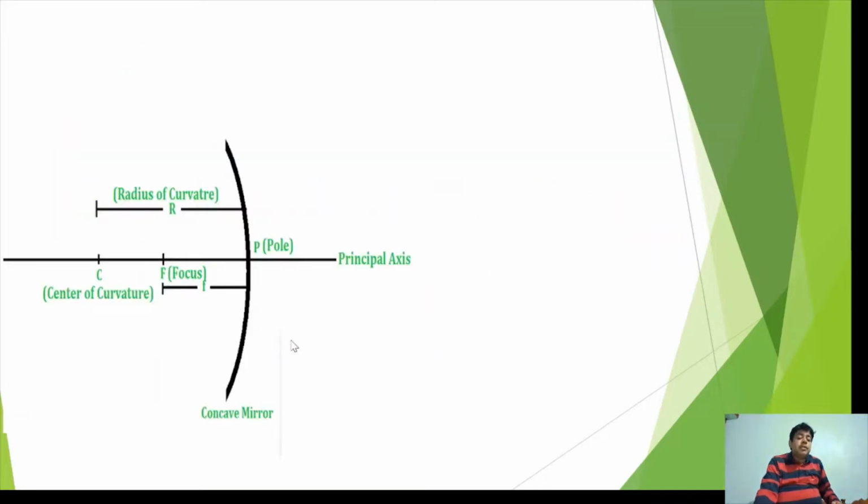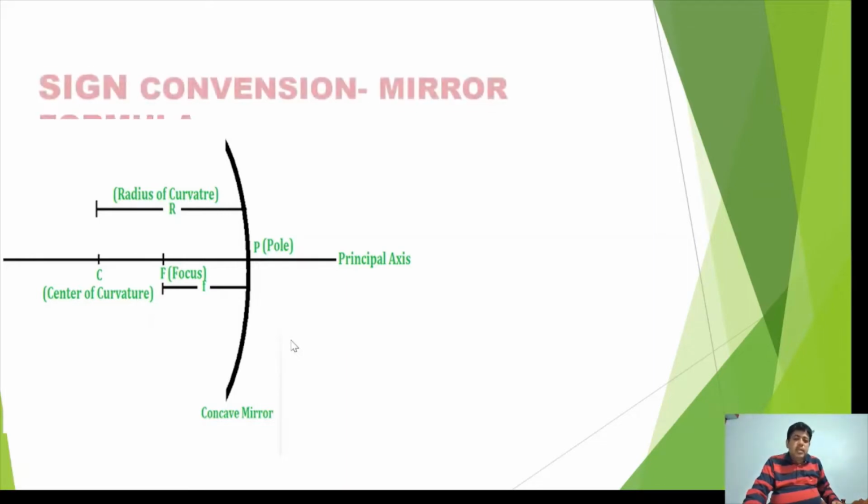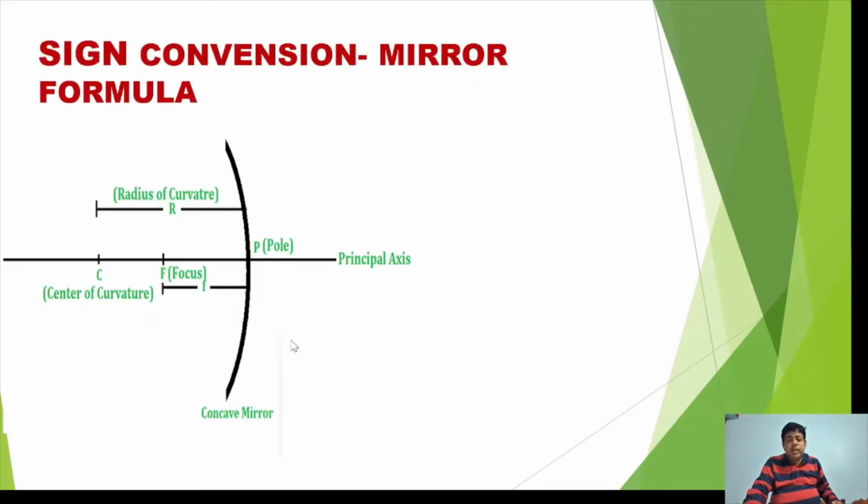Before discussing the mirror formula, it is most important that I tell you about the sign convention: the sign convention of different quantities in the case of the concave mirror as well as the convex mirror. On the basis of the mirror, the sign convention is the most important thing which you have to follow while solving problems. Sign convention plays a vital role. You see the sign convention for the mirror formula.